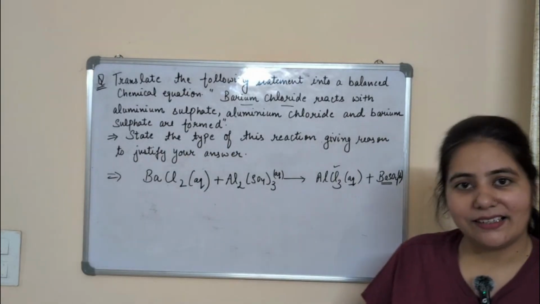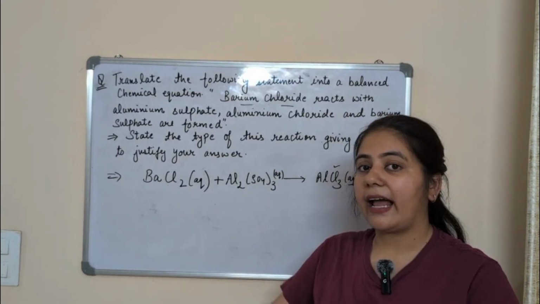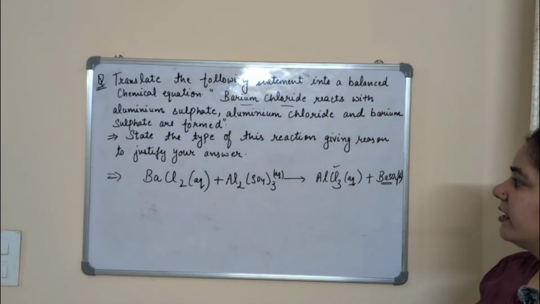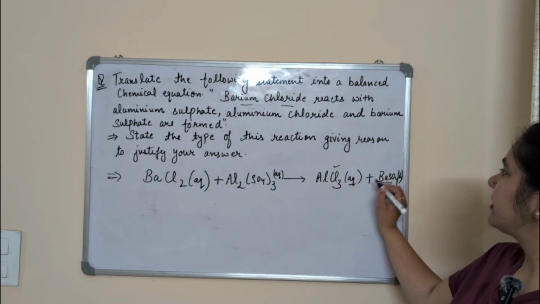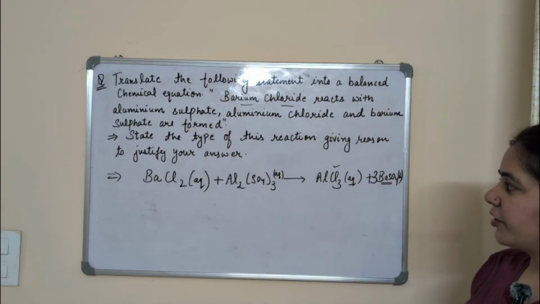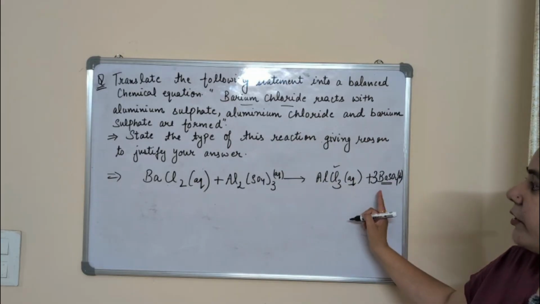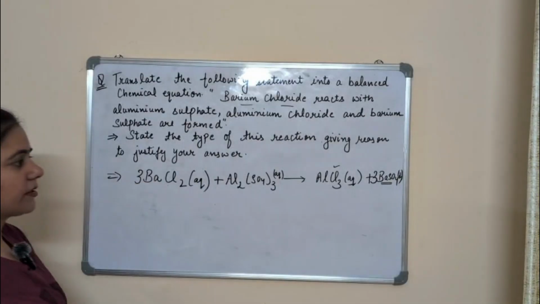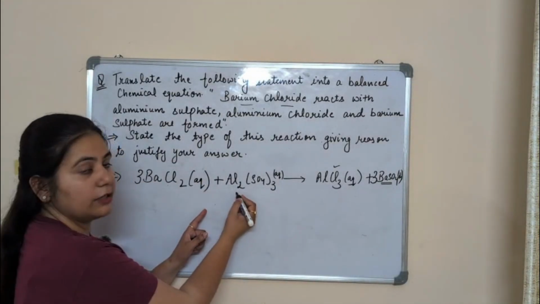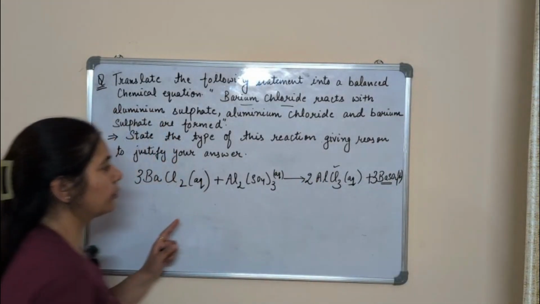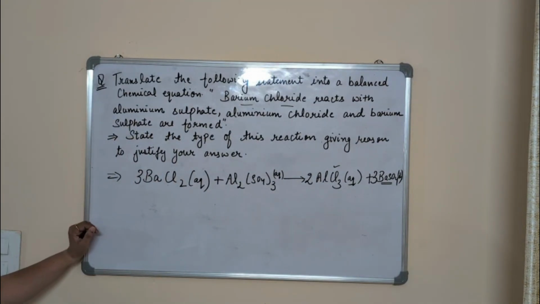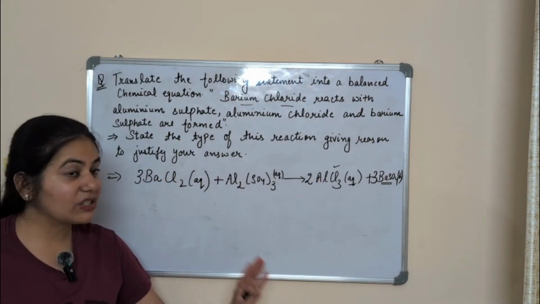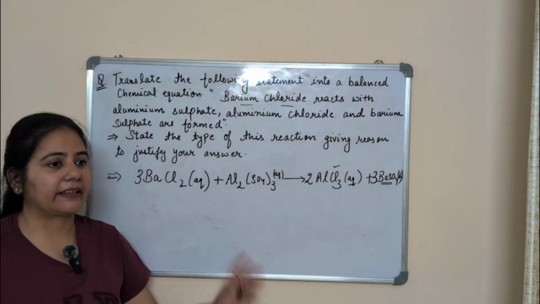So we need to balance it also, because we know that no reaction is complete until it is balanced. So let us balance this first, and after balancing the equation will look like this: 3BaSO4. Here again this one. To balance aluminium, we will put 2 here, and you can see all elements are equally balanced on both the product as well as the reactant side.